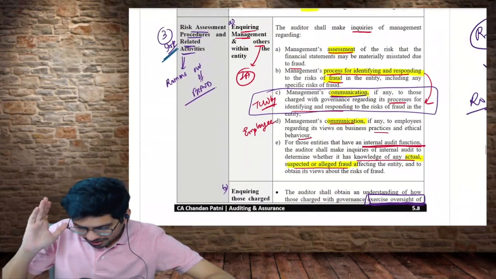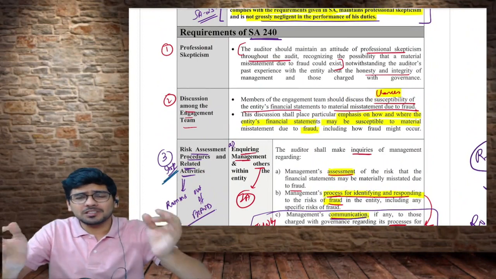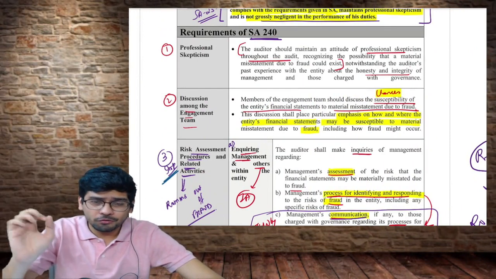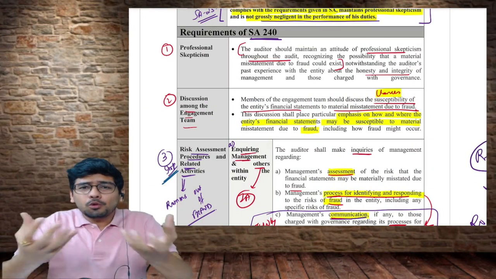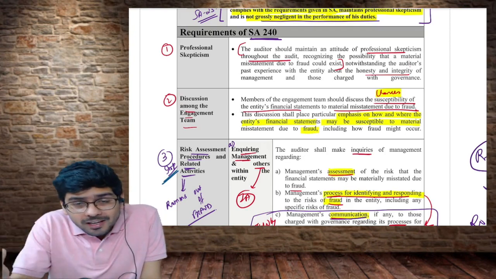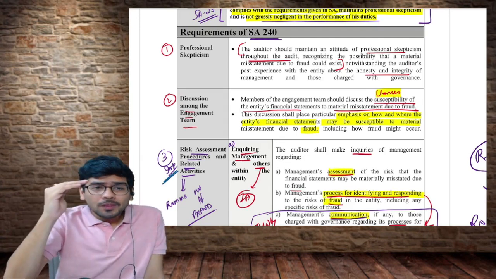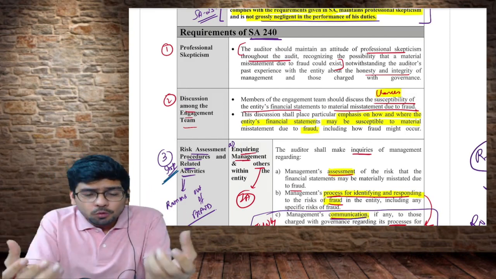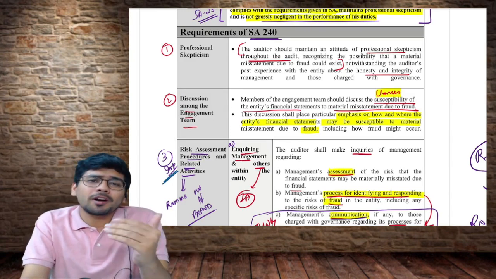Again, I am telling you what you have to understand in this standard, the requirements. First is professional skepticism, the one point the auditor needs to be aware of throughout the audit with respect to fraud. Second, we discuss with our engagement team the chances of fraud, where in the financial statements fraud can happen. Third, we do the RAP. The question that can be asked is what risk assessment procedures the auditor will do in order to determine ROMMs due to fraud, as per SA 240.